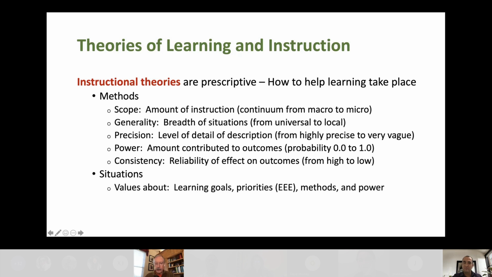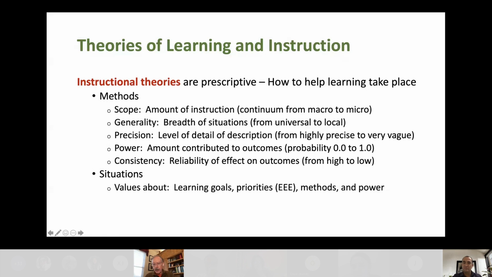Now, regarding situations, that is information about when to use each of the different methods, there are two major aspects of the situations. One of them is values, the other is conditions. The values can be about several different things. The values about the learning goals influence primarily what to teach. Values about priorities concern the effectiveness, efficiency, and enjoyability of the instruction. And there are usually trade-offs there: if you want to have highly efficient instruction, generally it has to be less enjoyable.